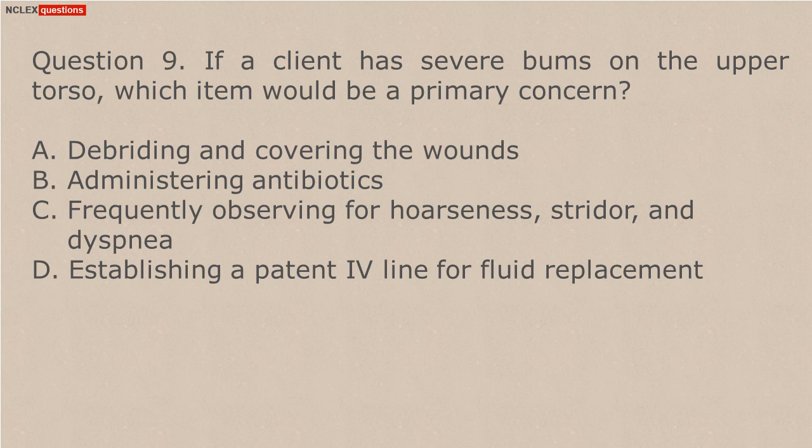Question 9. If a client has severe burns on the upper torso, which item would be a primary concern? A. Debriding and covering the wounds. B. Administering antibiotics. C. Frequently observing for hoarseness, stridor, and dyspnea. D. Establishing a patent IV line for fluid replacement.